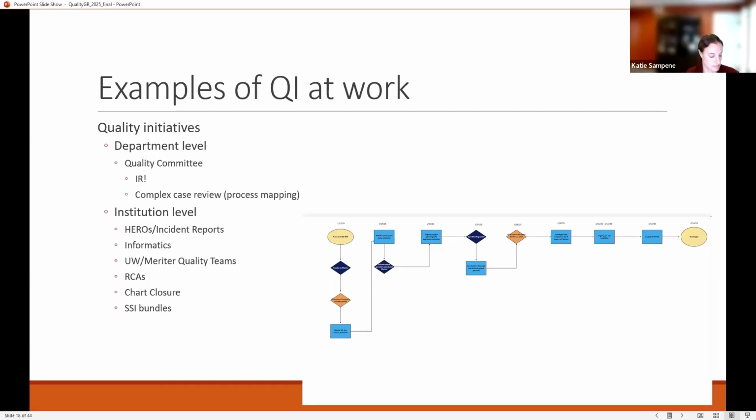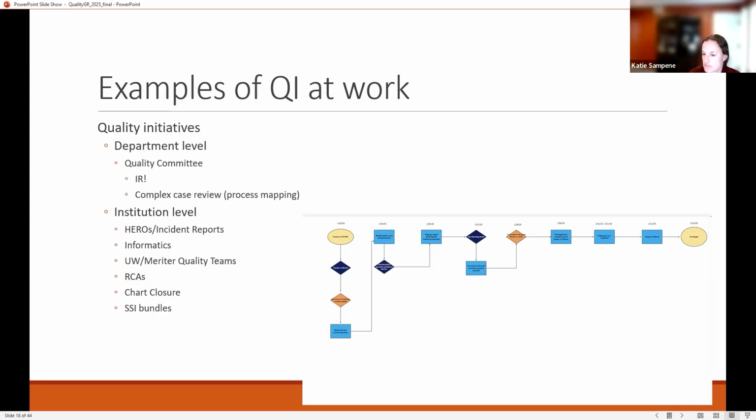At the institution level, you've probably all heard of HEROES. They used to be called PSAs, and now they're HEROES, which is an incident report. So anytime something happens that you have concern about or you think could be better, you can file a HERO or an incident report.